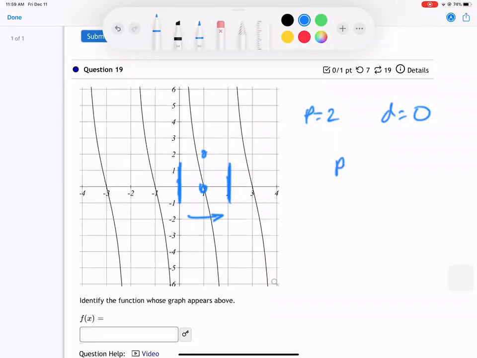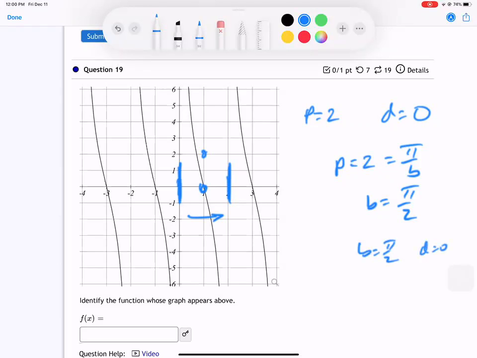Our b value is the hard part. The period helps us find our b value. We said 2 is equal to pi over b. Careful. B is equal to pi over 2, because I'm going to do a flip. And our a value, okay, we need to figure out the a value. But b is pi over 2. D is 0. And then c is going to be 0.